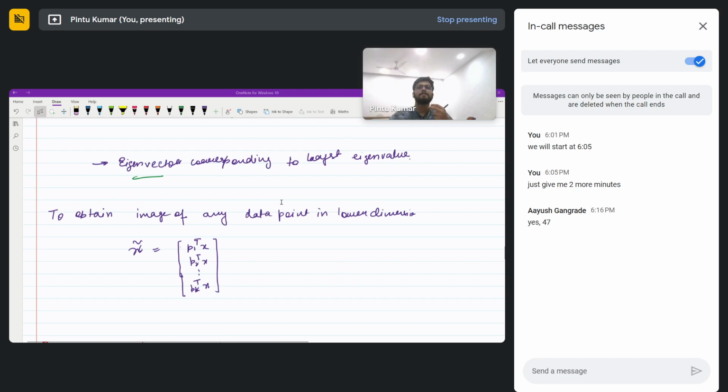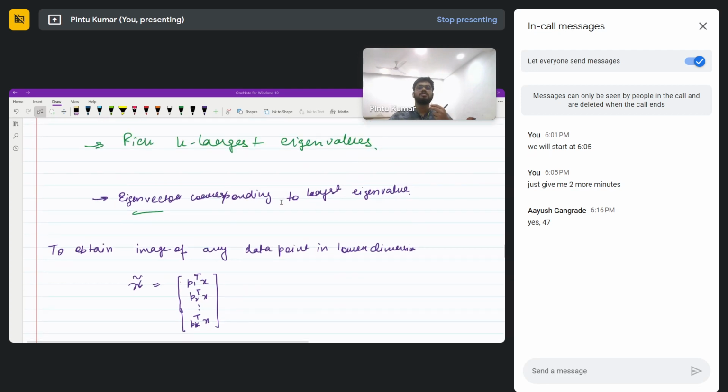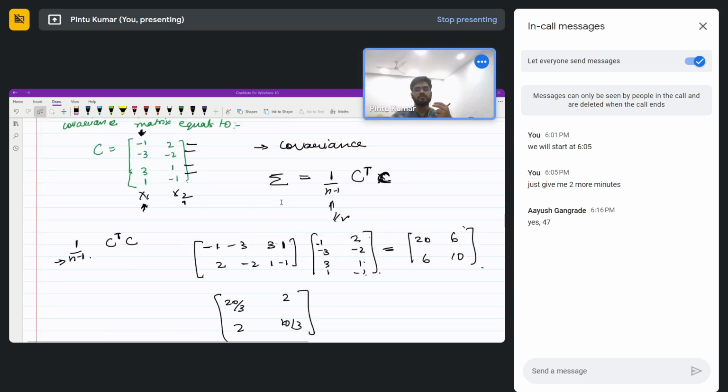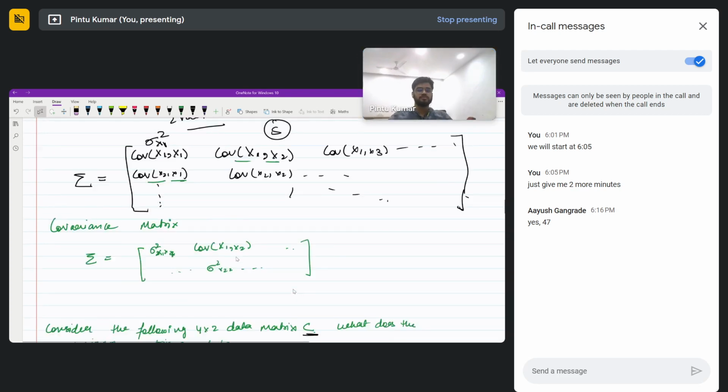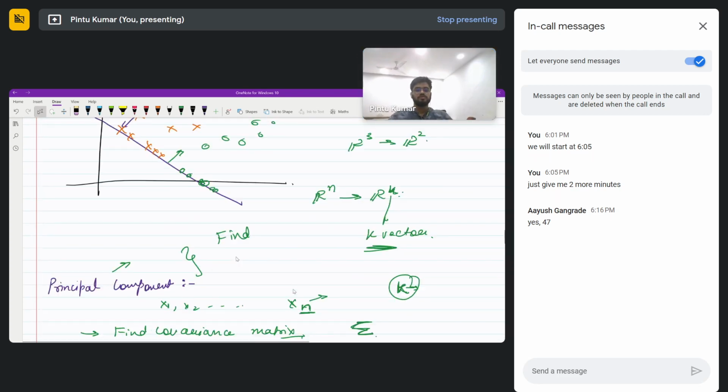Sir, is our covariance matrix symmetric? The covariance matrix is symmetric. If you look at the structure, the covariance of x1 and x2 is the same as the covariance of x2 and x1. So this counts as symmetric.